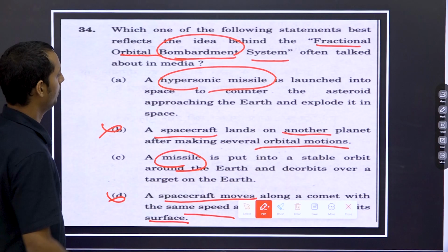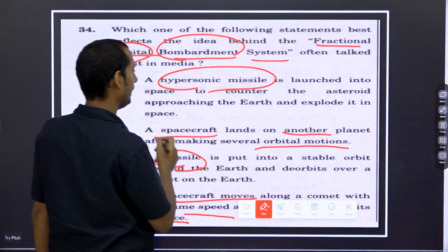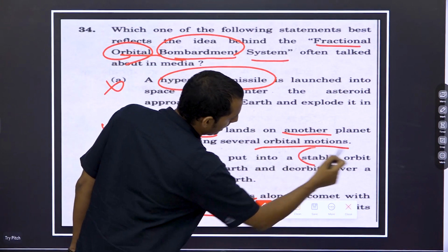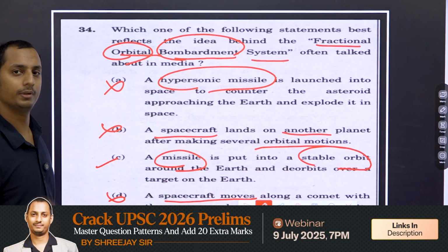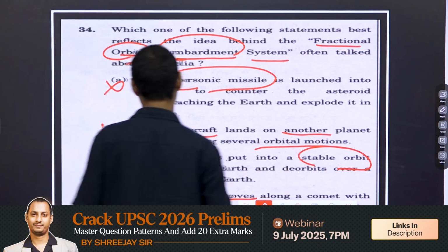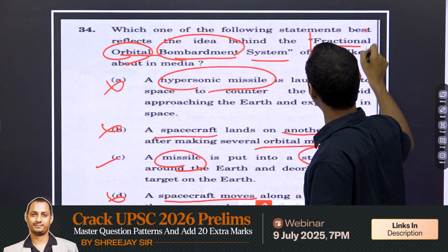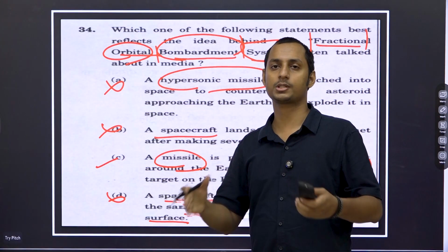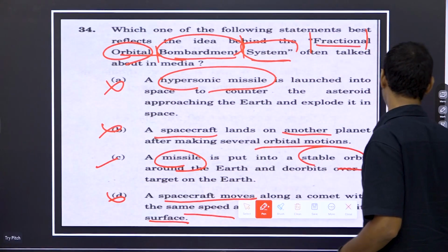Now, what about the other one? Orbit. A hypersonic missile is launched into space to counter the asteroid. It doesn't have the word orbit. But then here, a missile is put into a stable orbit, which satisfies this one. Therefore, you can directly go for option C, which is also the right answer. So, always when a term question comes, you split it into 4 or split it into 2 and identify those options which actually have all these 4 words, or even the 2 words in case of a 2-word question as well.